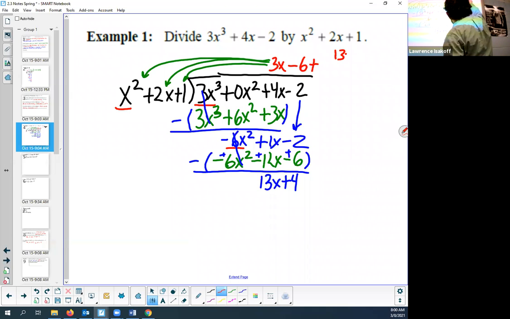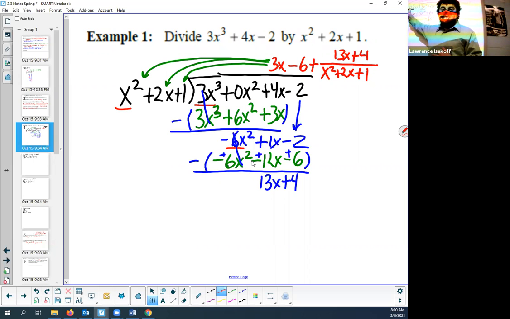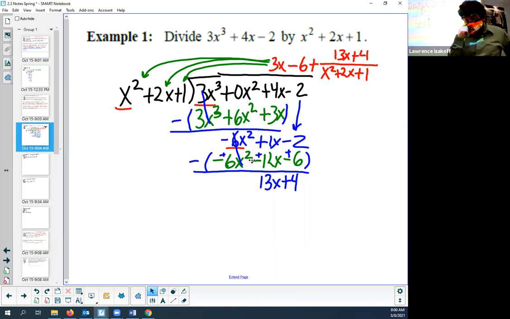So that could be 13x plus 4 over x squared plus 2x plus 1, because that's what I divided by. Like I said, if I got a remainder of 2 when I divided by 5, that'd be 2 over 5. Here I got this fancy looking remainder of 13x plus 4. That's the top. I was initially dividing by, instead of 5, x squared plus 2x plus 1. So that's the bottom there. Any questions about that one?